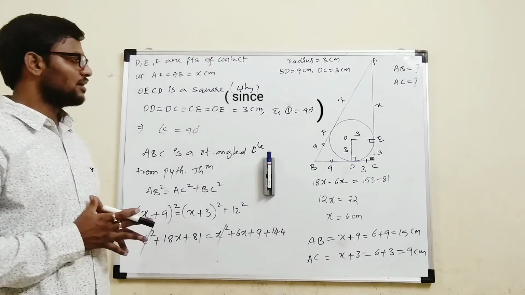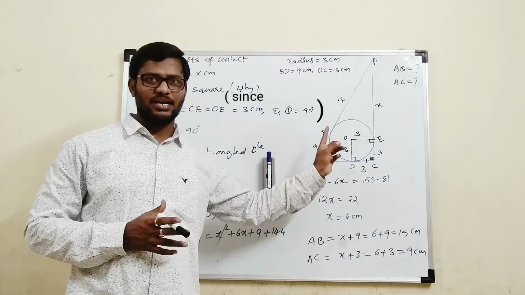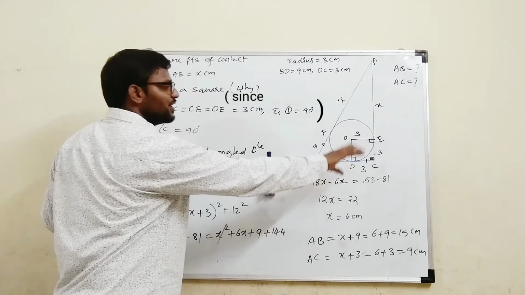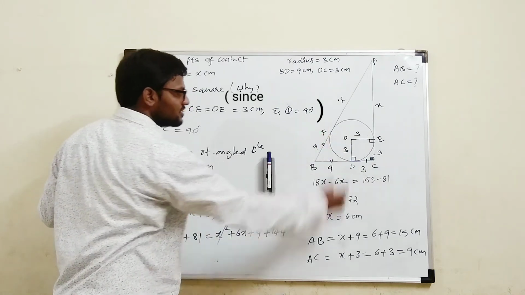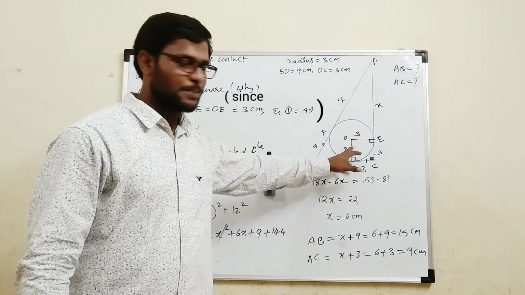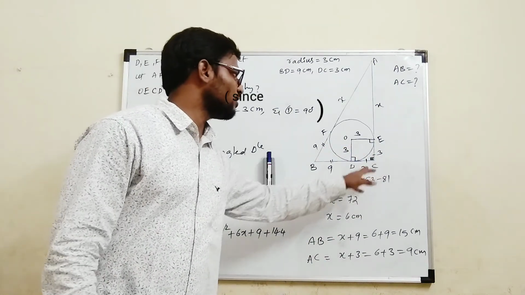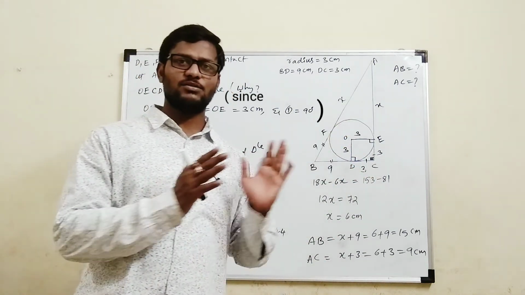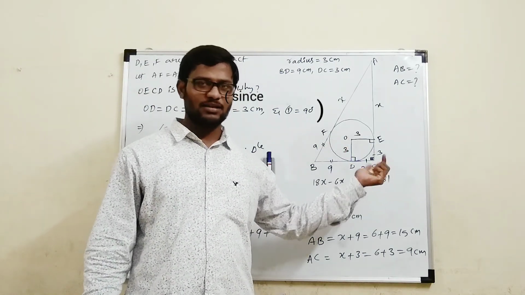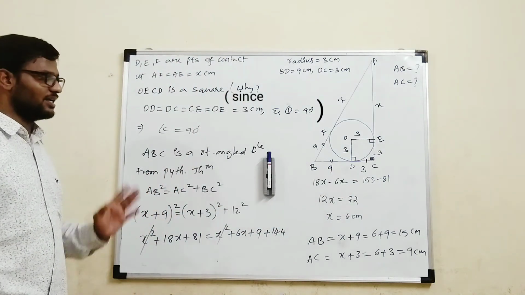I hope you understand. The first step is proving ABC is a right angle triangle. How do we prove it? From the radii, 3 centimeters and 3 centimeters, and from the exterior point theorem, these two are also the same. So all the four sides are equal, so it is a rhombus, and from theorem 9.1 one of these angles is 90, so it is a square. In a square, all angles are 90, so angle C is also 90. So ABC is a right angle triangle.